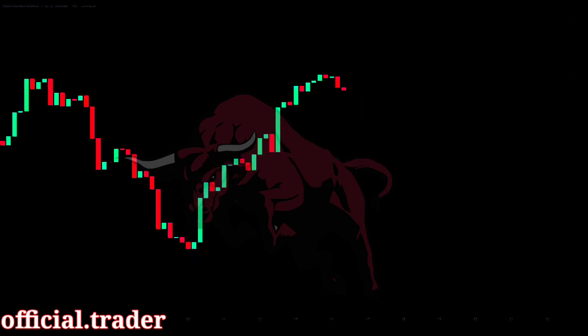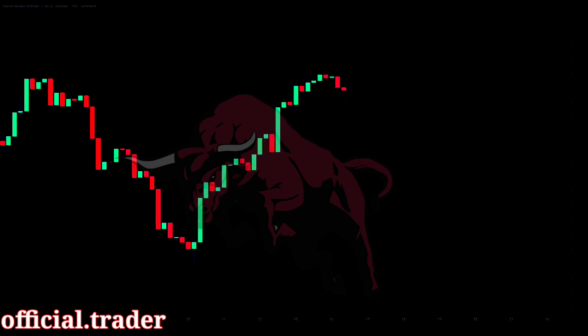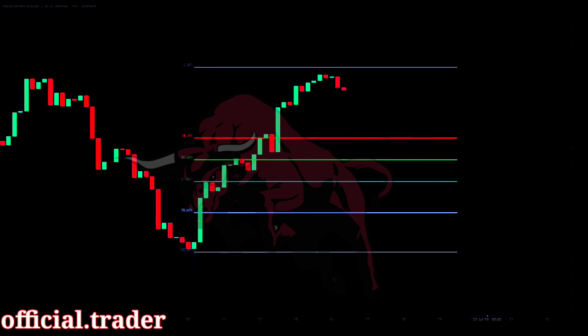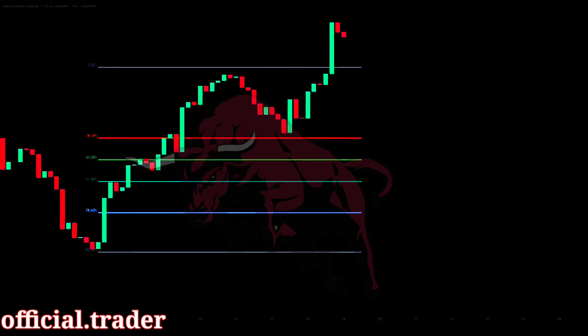However, what if the chart looks like this instead, where the price went up and made a pullback, but there are no previous key levels? How do we know when this pullback will end? And this is where the Fibonacci Retracement tool comes in. So as I plot the tool onto our chart, notice that we now have these Fibonacci-based key levels generated by the tool. And as you can see, the price hits one of the levels and bounced upwards.